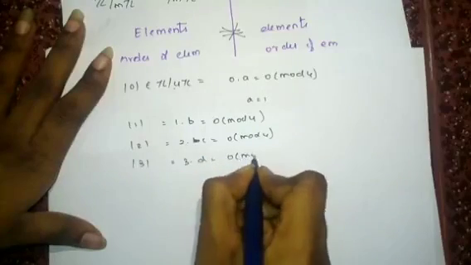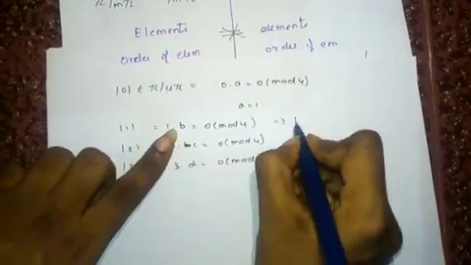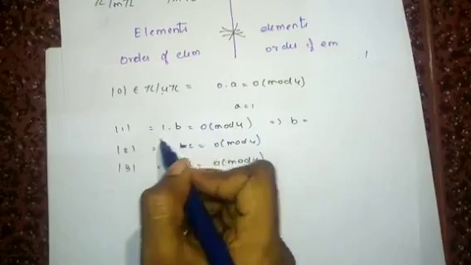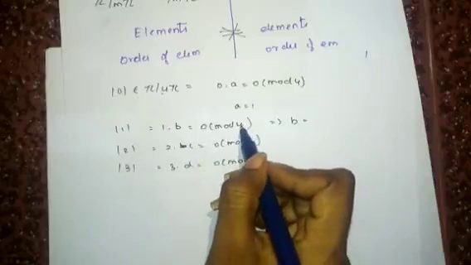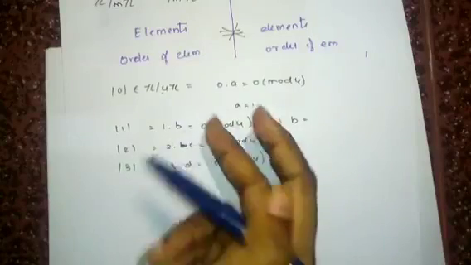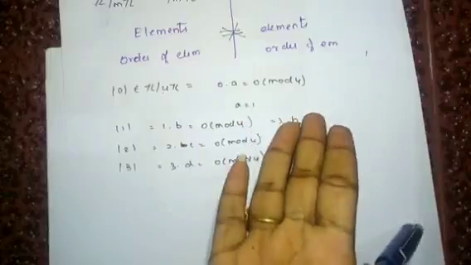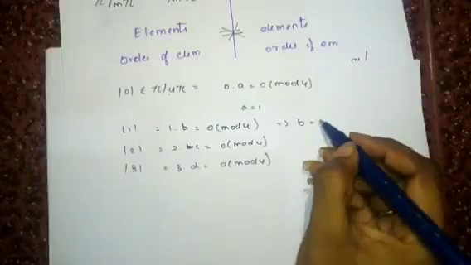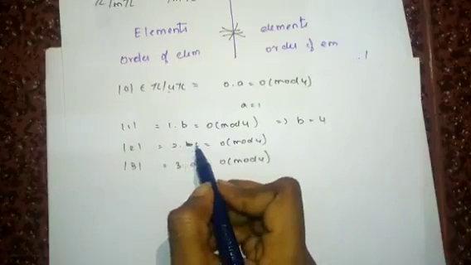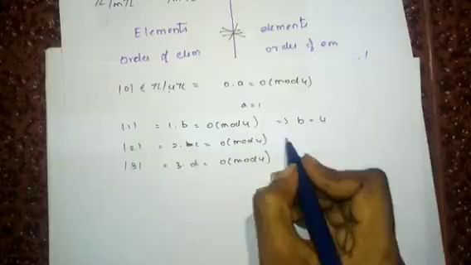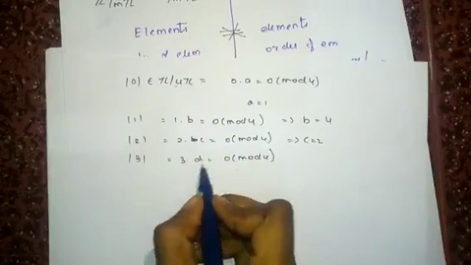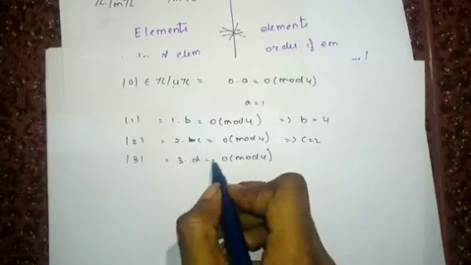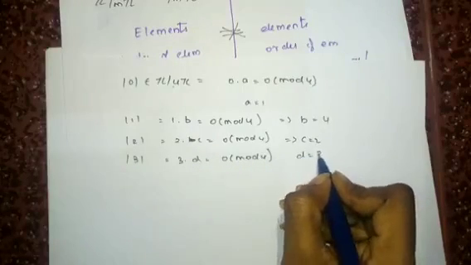This is 0 mod 4. So here b: 1 into 1, if I divide by 4, I don't get the remainder 0. 2, I don't get the remainder 0. 3, no. 4, yes: 1 into 4 is 4, and 4 by 4 gives the remainder 0. So b is 4. 2 into 2 is 4, divided by 4 I get the remainder 0. So c is 2. 3 into 4 is 12, 12 divided by 4, I get the remainder 0. So d is 3 into 4, so d is 4.